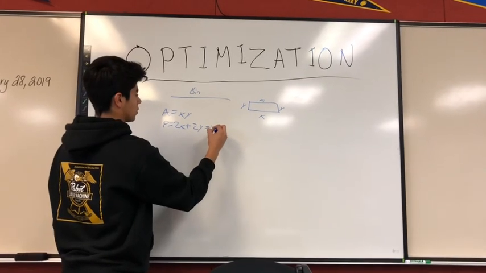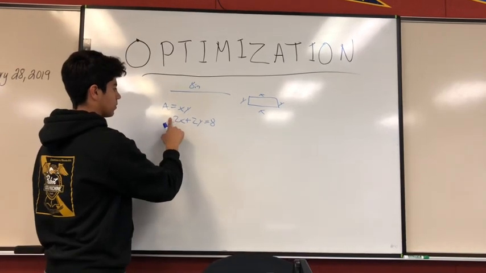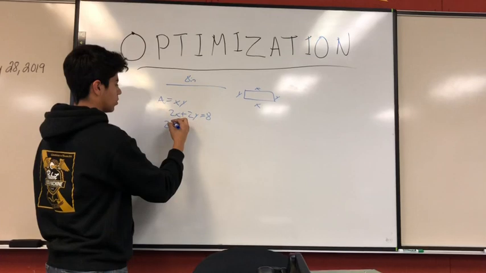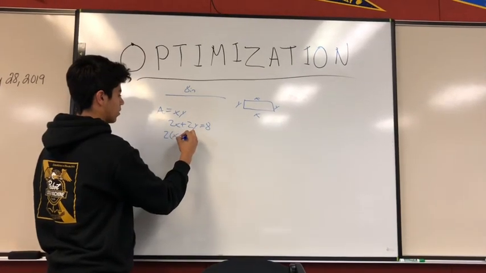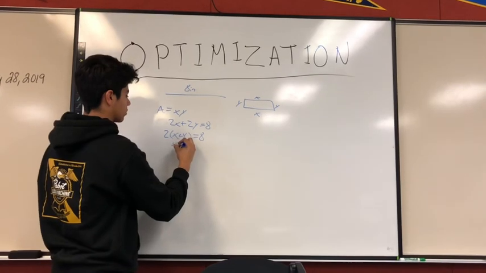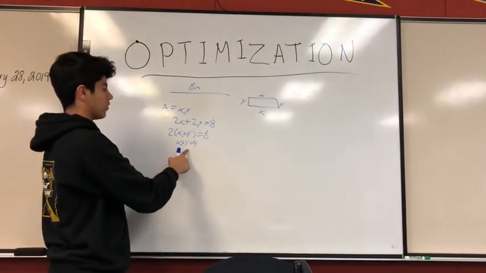And we also know that this is equal to 8. So if I just forget about this perimeter right here, and I solve for one of these variables, let's pull out this 2, you get x plus y equals 4, and that's a really simple equation that we're pretty familiar with working with.